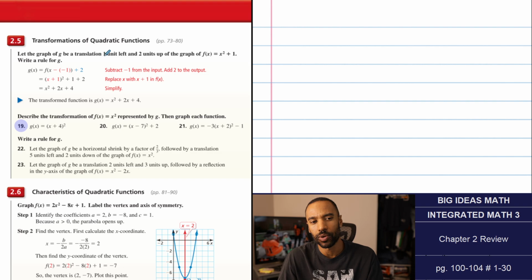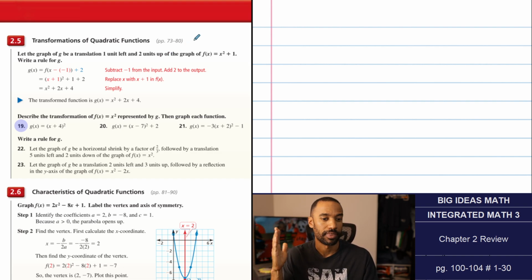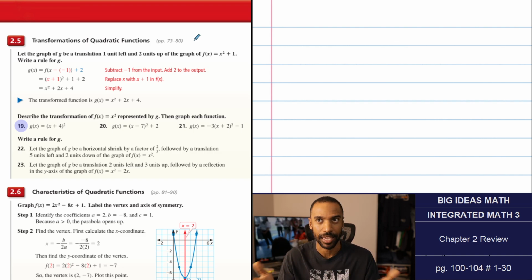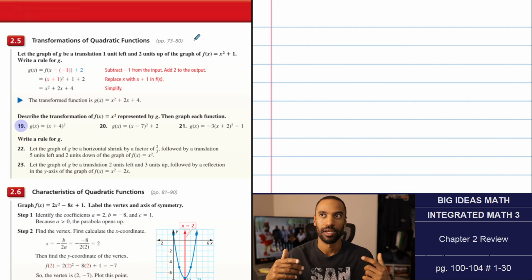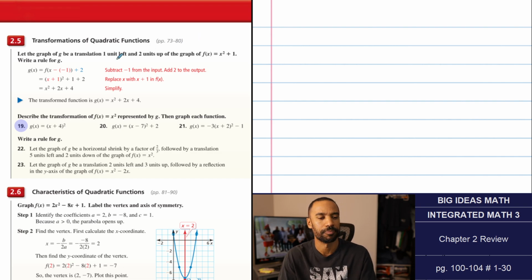Let the graph of g be a translation 1 unit left and 2 units up of the graph of f of x equals x squared plus 1. Write a rule for g. By the way, and I'll state this after we do this problem, this is also where we really started to do a lot of vertex form equations. I think they introduced us to it. I think they also said we're good with you graphing out of vertex form without a table. So get ready for us to maybe do some graphs.